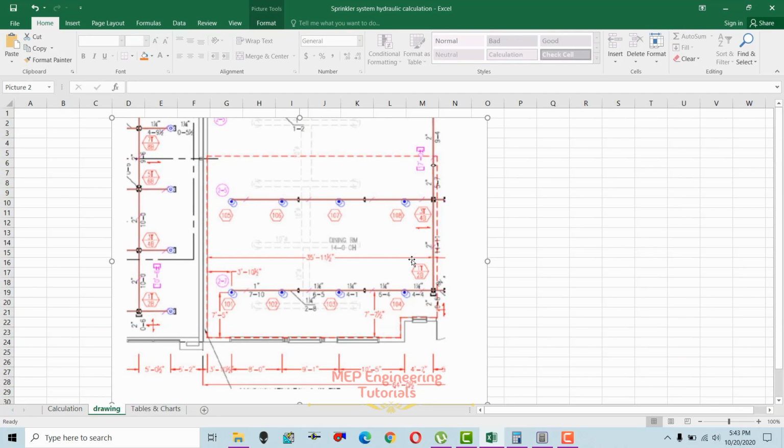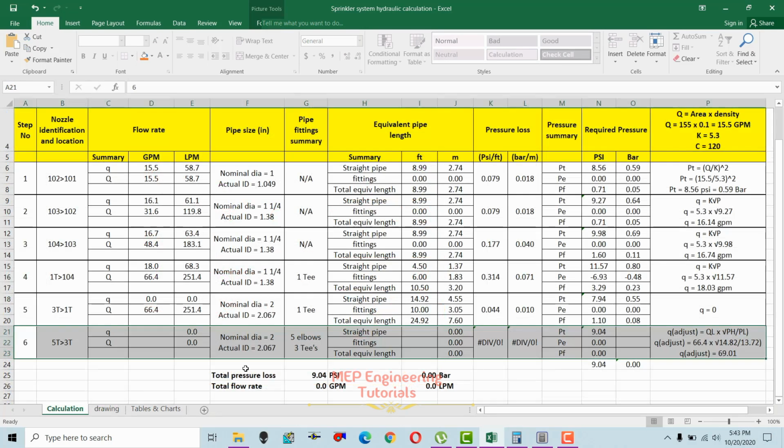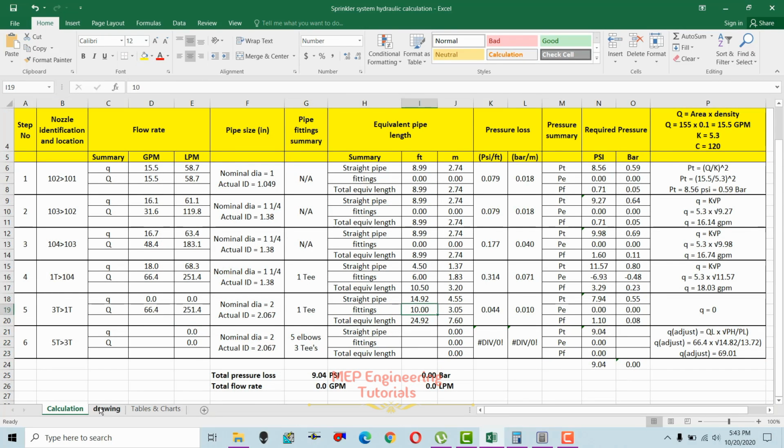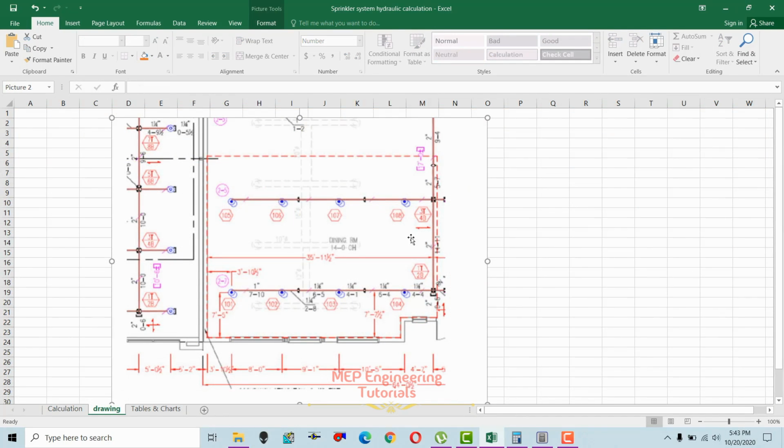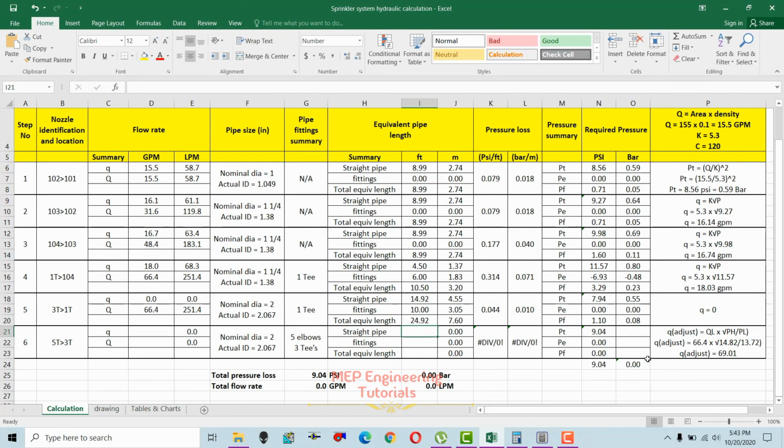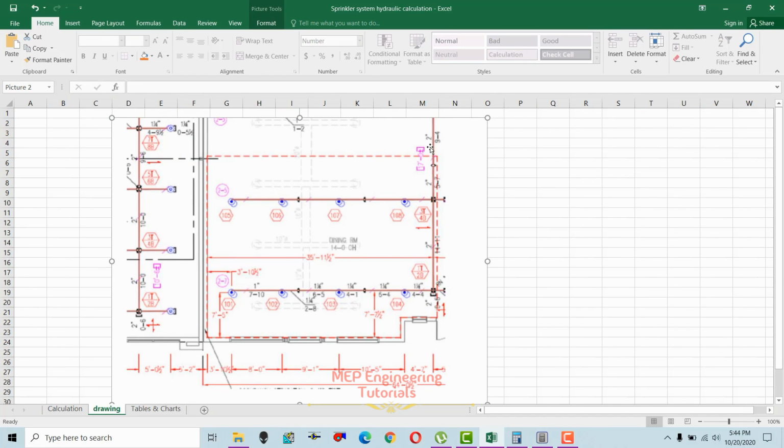So let's say our source of supply is far away from here, and I'm just writing a length which we don't know, so I'm going to write 150 feet from the source of supply, straight pipe. And let's say this is the 5T point and this is the 3T point, we are talking about this one. So at this point we have to check the pressure also.